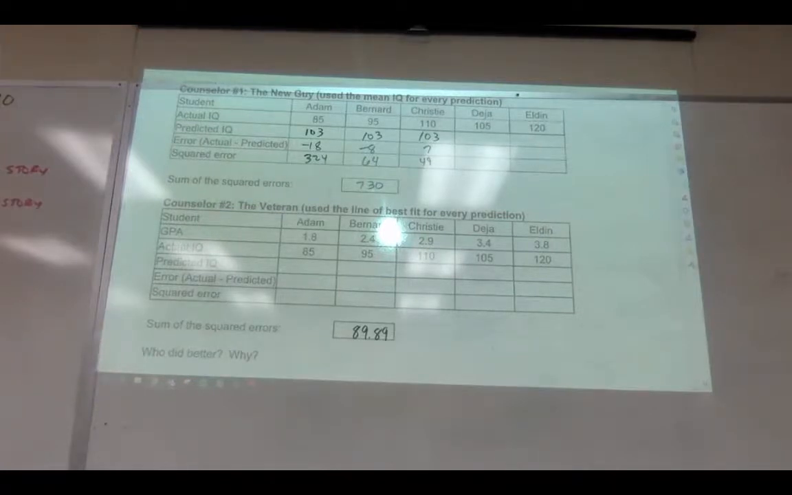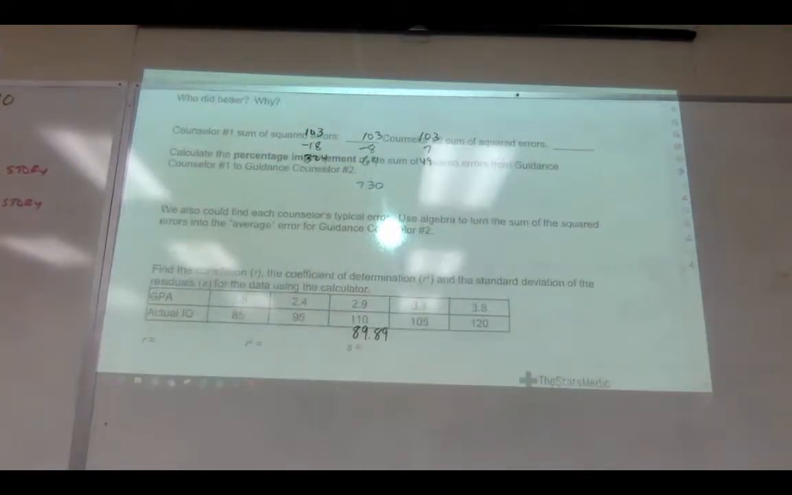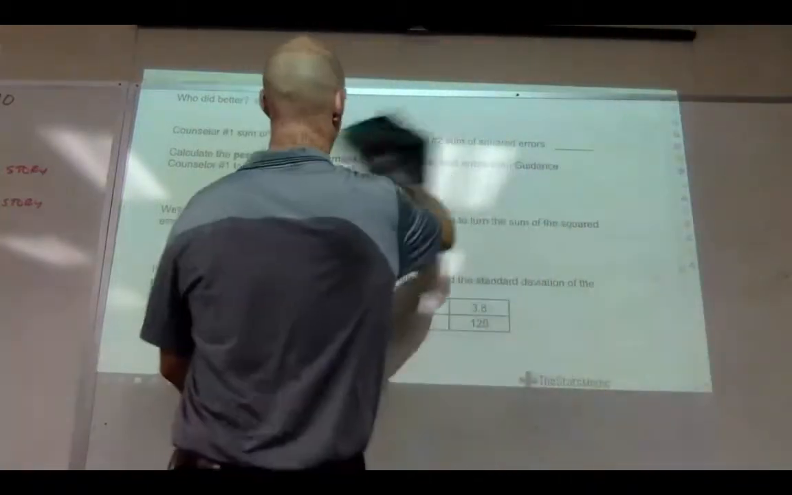Okay, so the question is, who did better? You know the answer to this question. Who did better? Number 2. Counselor 2 did better. But the question that we actually want to ask in statistics is how much better? And how much better is better? What is a metric for better? And what does the error mean?